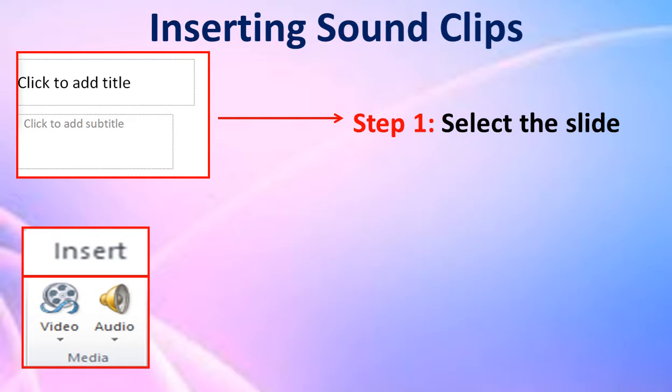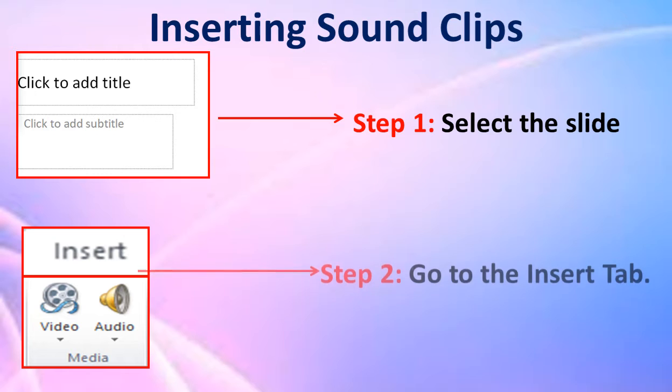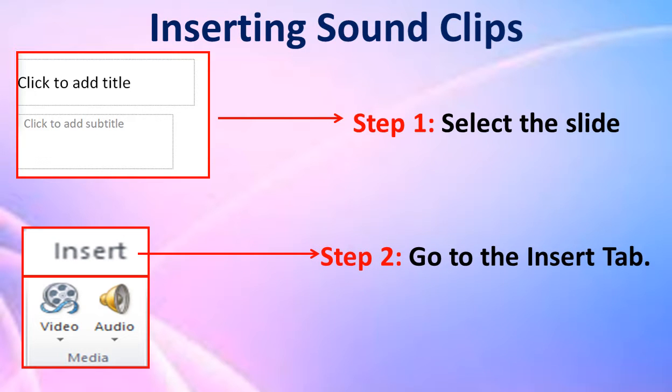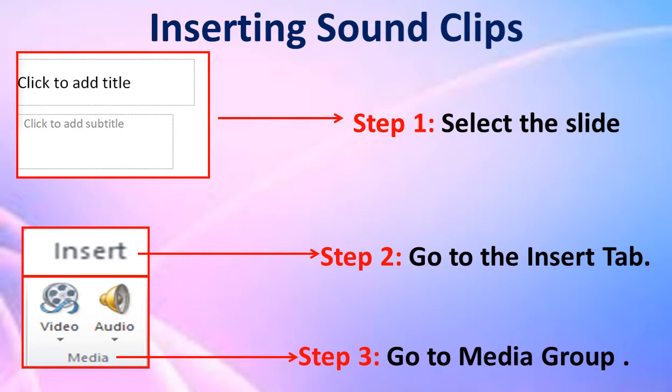Step 2 is you need to click on the insert tab. When you click on the insert tab, you find a group called media. When you click on the media group, you find two options. One is the video option, the other one is your audio option.